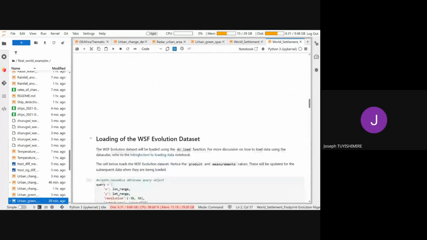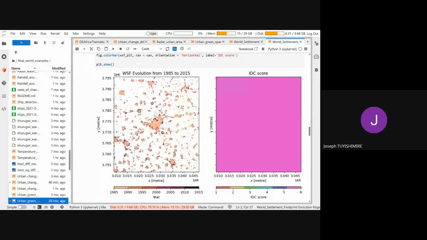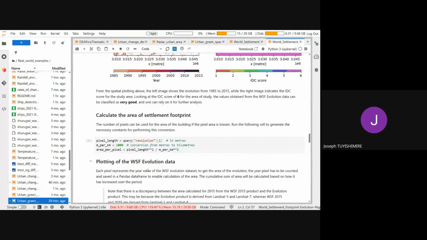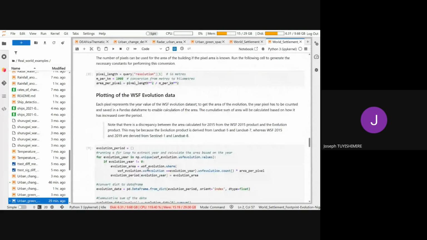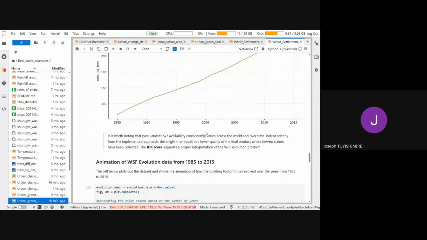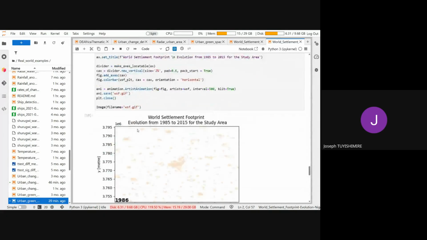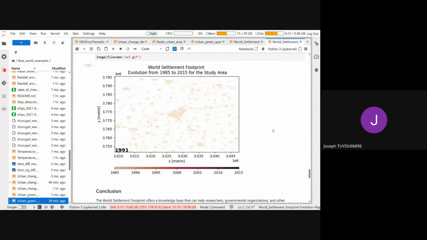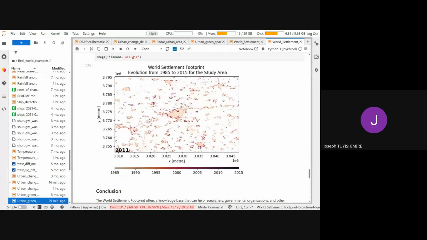So if you see in our data set, it's only 6, meaning that the classification data availability and the consistency were good enough for analysis. We also calculated the settlement footprint and plotted it on a graph. And we can also produce some animations that show us how our city has been evolving over time.